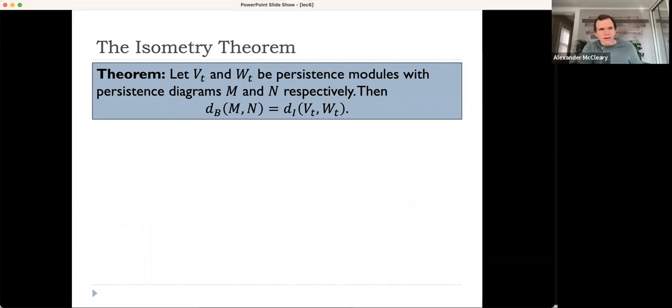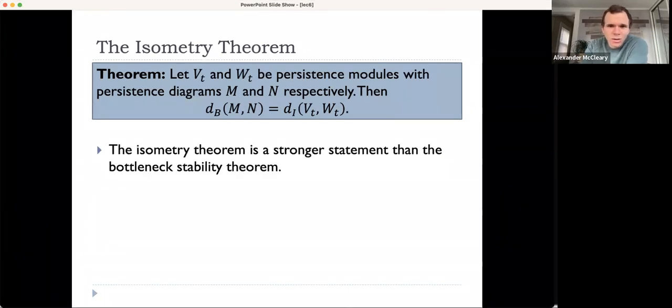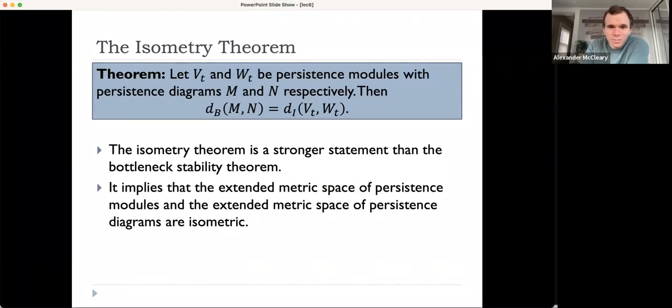Now this bottleneck stability theorem on the last slide can actually be strengthened a bit into something called the isometry theorem. What this says is that not only is the bottleneck distance less than or equal to the interleaving distance, actually the two distances are equal. This is sort of surprising. So this is stronger than the bottleneck stability theorem. And it implies that basically the extended metric space of persistence modules and the extended metric space of persistence diagrams are actually isometric. So this is a very nice result.